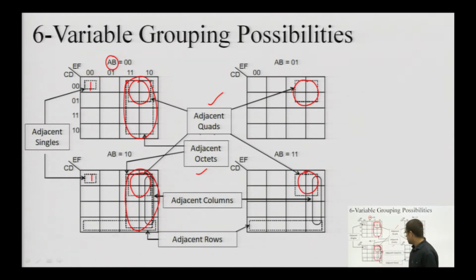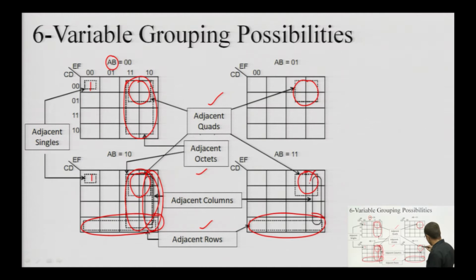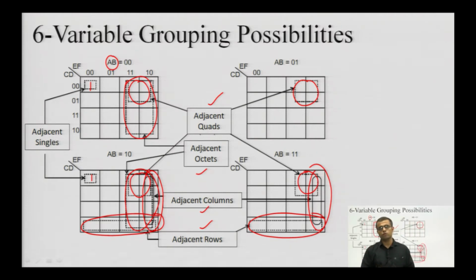Okay. Similarly, we can check that if this is a row, a quad is being prepared there, and a similar quad is being prepared in this K map as well. So, these quads in form of rows will be considered adjacent, that means 4 plus 4, it will be considered as an octet. Similarly, we can see that this is a column and this is also a column. So, these two columns will be considered as adjacent columns, again the size will be 4 plus 4, 8.